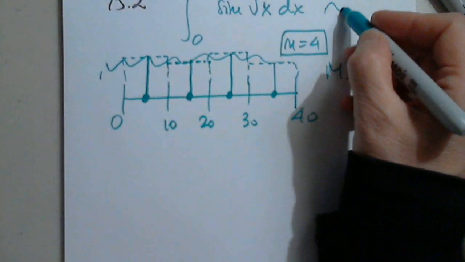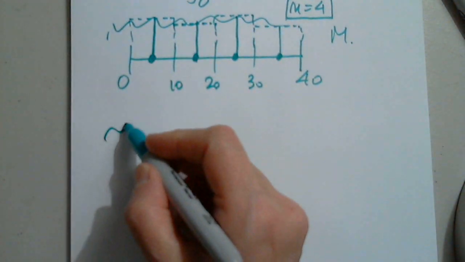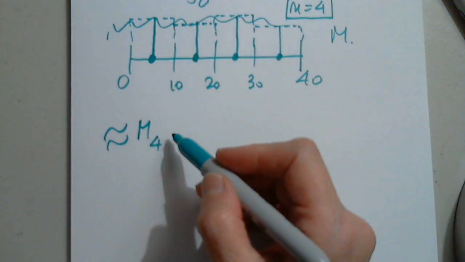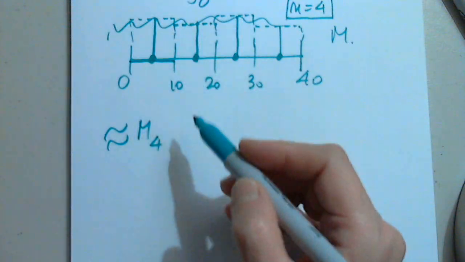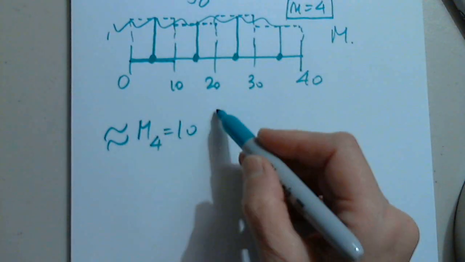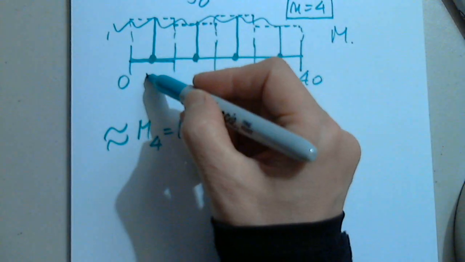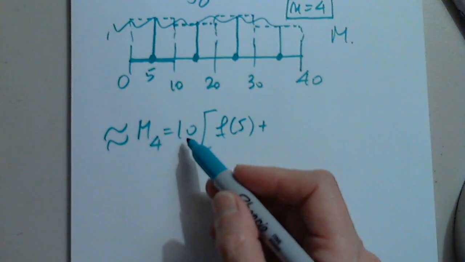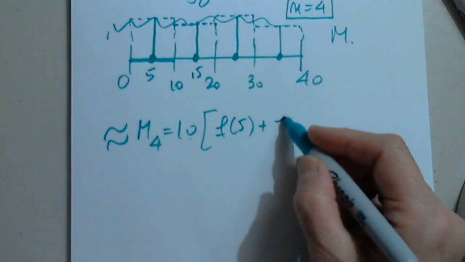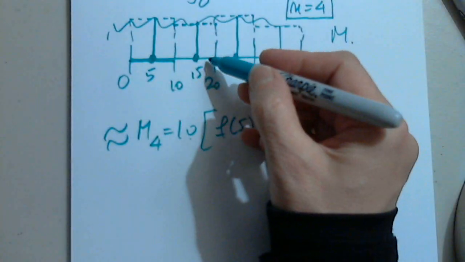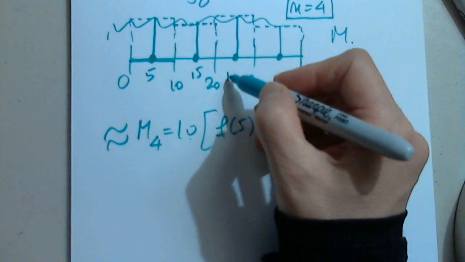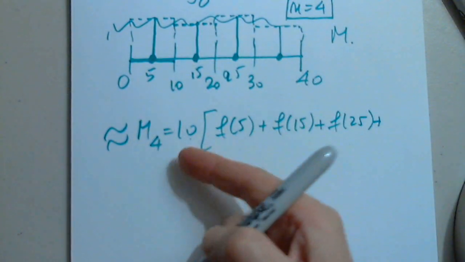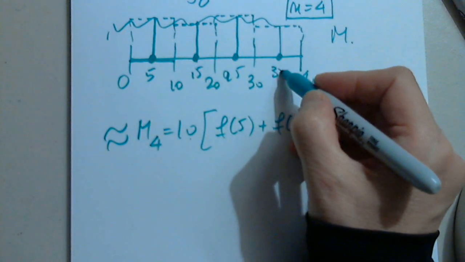So when I approximate this with M4, then I have base times height, f of 5, plus base, it's out, times height, f of 15, plus base, which is a 10, times f of 25, plus base, which is outside already, 35.